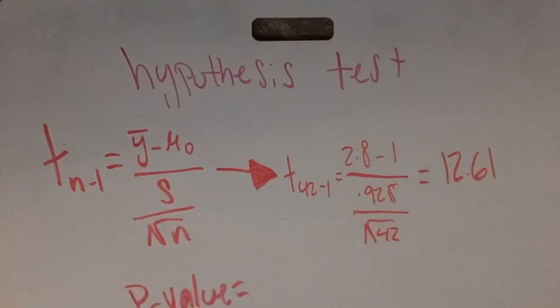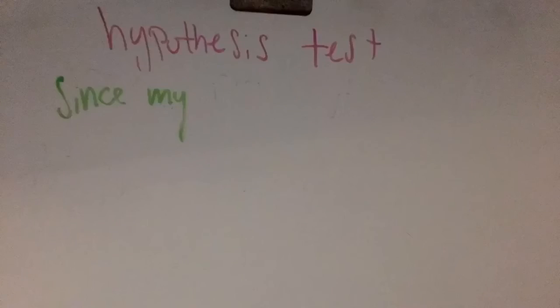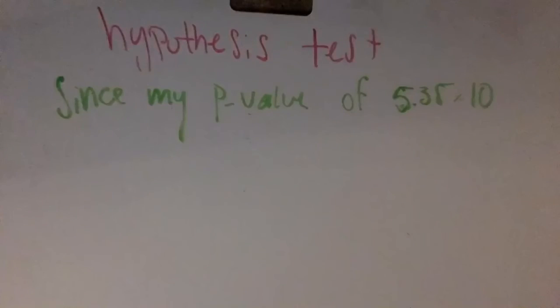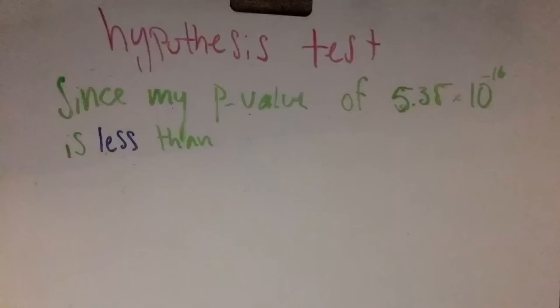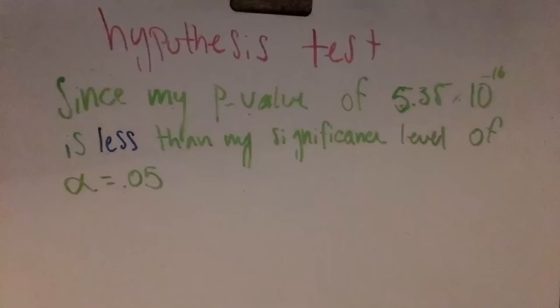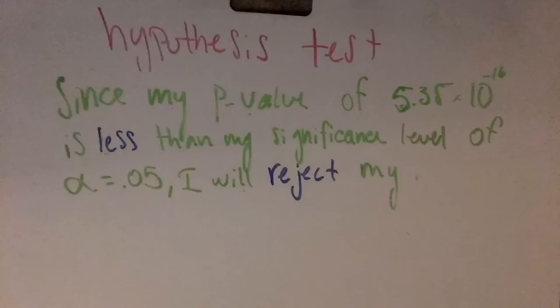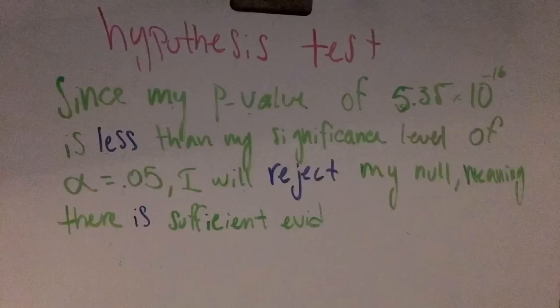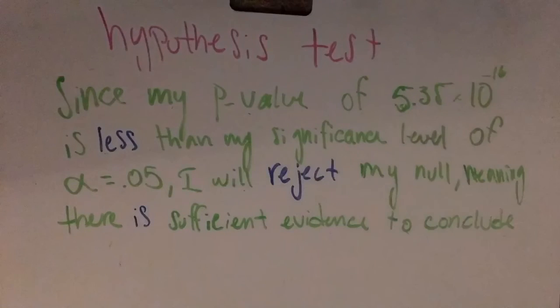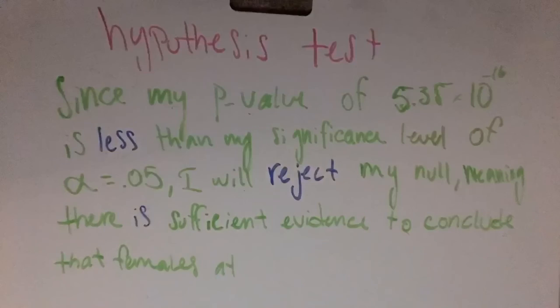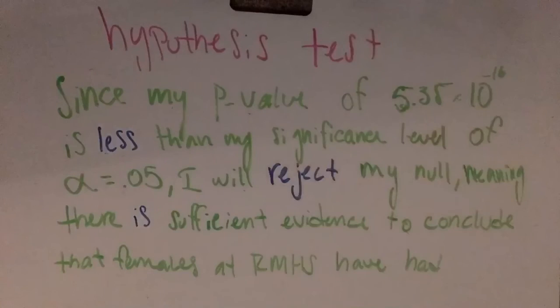Our p-value then turns out to be 5.32 times 10 to the negative 16th power. We can now conclude with the sentence, since my p-value of 5.35 times 10 to the negative 16th power is less than my significance level of alpha equals 0.05, I will reject my null, meaning there is sufficient evidence to conclude that female students at RMHS have had more than one boyfriend in middle school.